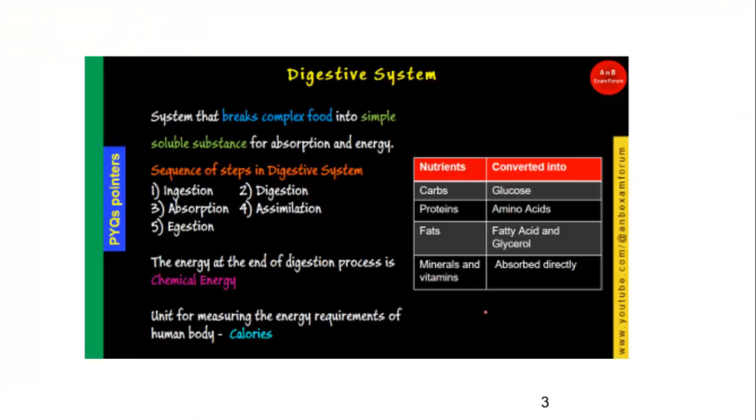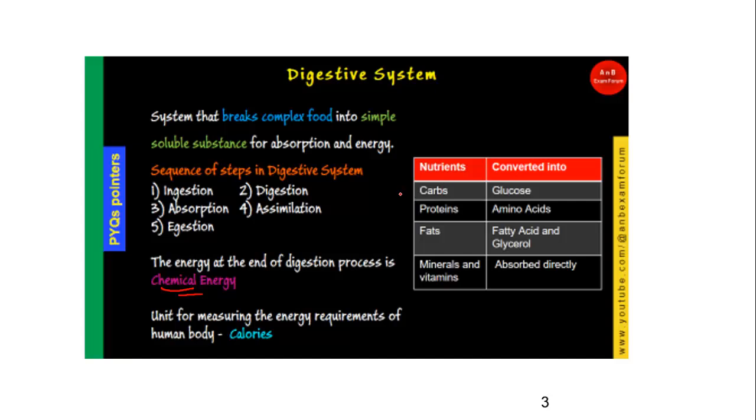Okay. And similarly, pointers we have seen in the theory classes, where we have seen what a digestive system is. Basically, it breaks the complex food into simple soluble substances, and the main purpose is to get the chemical energy. Okay, and these are the sequence of steps. In the previous question, assimilation was not there, so it comes after absorption. And the main thing you should know is what the nutrients are converted into at the end.